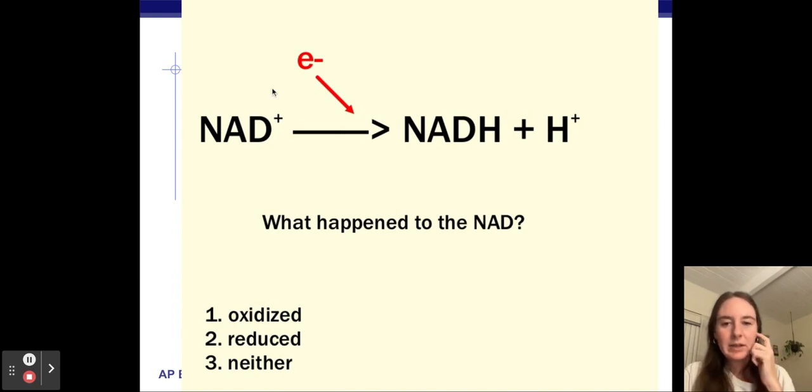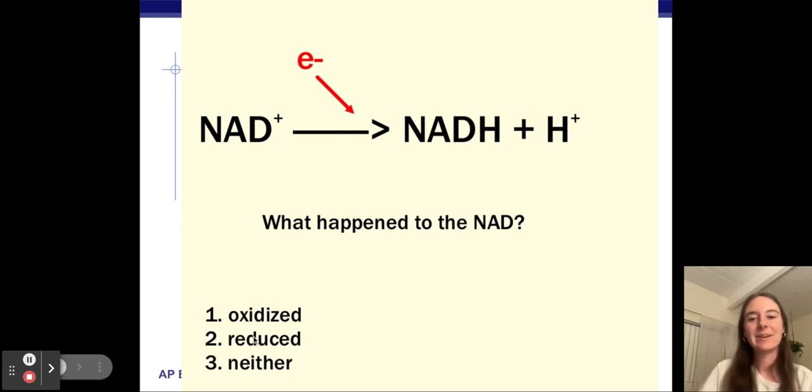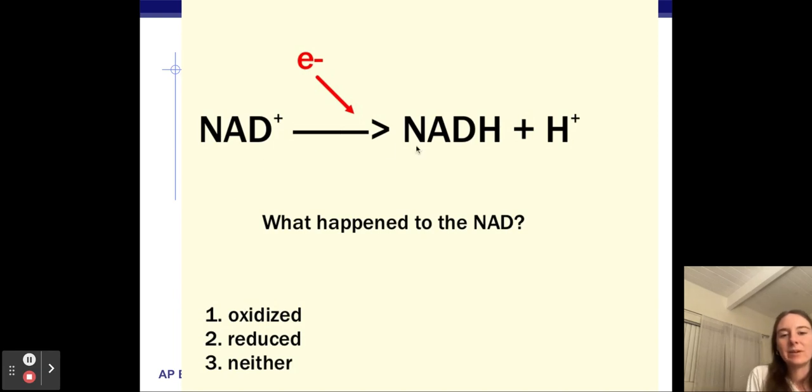Okay, so let's look again here. We have NAD+, that's one type of energy carrier. If you were to add an electron or add hydrogen, are you reducing it or are you oxidizing it or neither? Take a moment, think about it. Oxidation is loss, reduction is gain. If you said reduce, you are correct. So NAD+ is being reduced, right? And so what's happening here is you're adding an electron or you're adding a hydrogen, and it's becoming NADH.